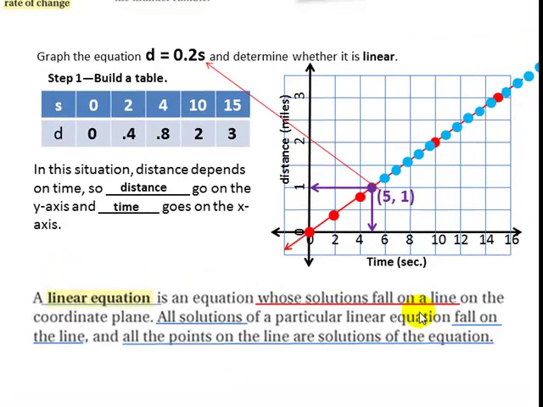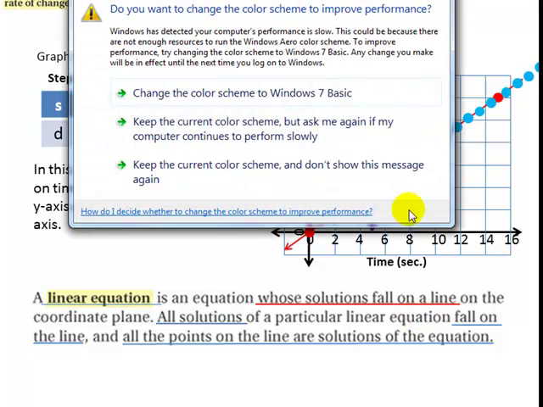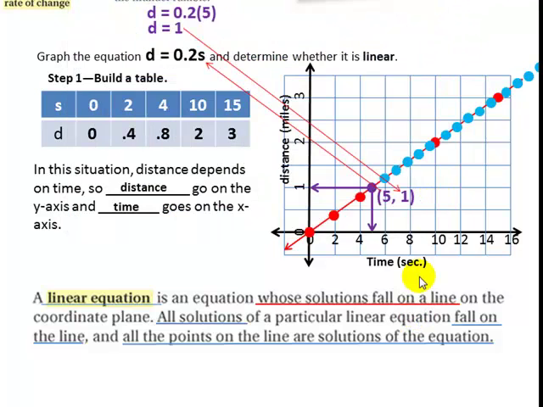If we take the 5 and substitute it in for s, we would get that d equals 0.2, or 2/10, times 5. If we did the math, we'd get that d equals 1. So the distance is 1 mile there. So if it was 5 seconds between the flash of lightning and the thunder that you hear, you'd be looking at the thunderstorm being about 1 mile away.